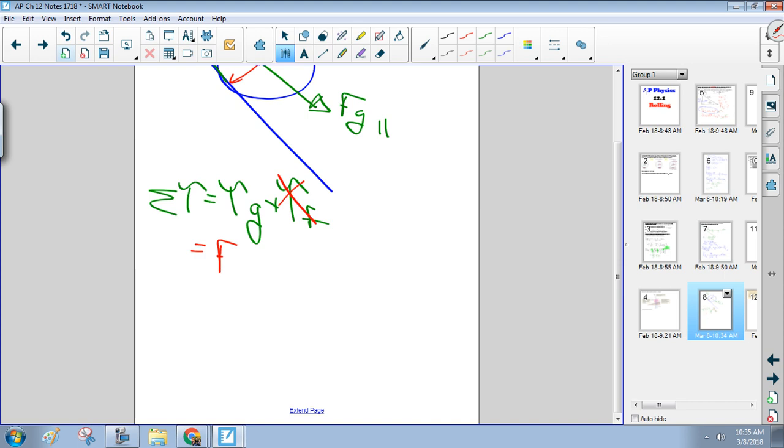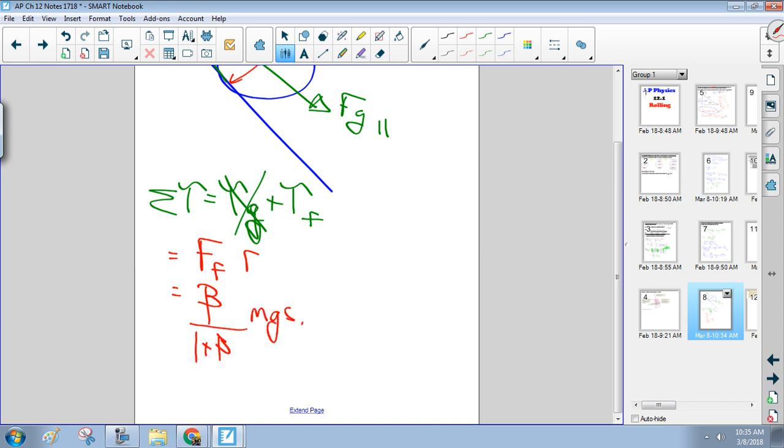So this goes away. My torque from gravity is my force of static friction times the radius, right? Wait, why'd you cancel the friction? Oh, shoot, sorry, I canceled the wrong thing. Thank you. Sorry. Torque of gravity plus torque of friction. Sorry, this one goes away. Thank you, sorry. All right, so torque of friction is force of friction times radius. Bear with me, this is going somewhere, I promise. You guys are being really good sports. I know this is a lot. So you get beta over 1 plus beta times mg sine theta times r. Yes? Yeah. So that's my net torque.